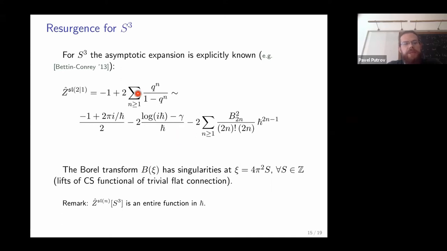So okay, the simplest case would be S3. And here one can see that this is a Lambert series, for which the simple expression is known. It's simple, but it's still non-trivial. These are not convergent expansions; this is an asymptotic expansion. And it's rather easy to analyze this Borel transform and see that the singularities are positioned at 4 pi squared times s, where s is an integer, which modulo 1 is just 0. And this is okay because the only flat connection on S3 is the trivial flat connection, and this is just in terms of the lifts of the same trivial flat connection.